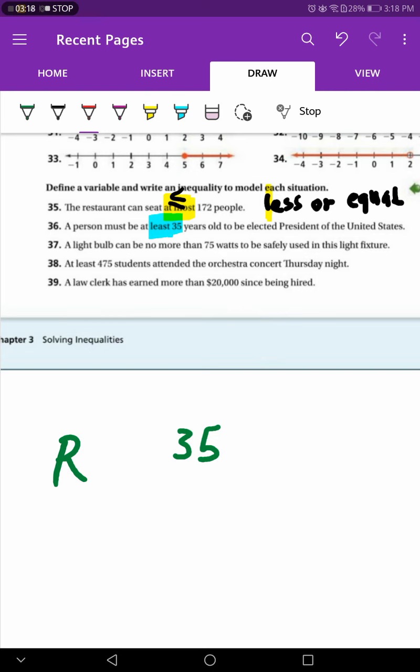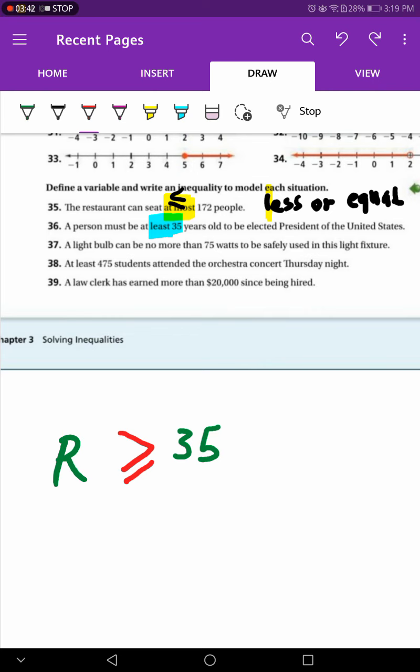The fish will eat the letter. Okay, so this is a greater. So it's solved now. It's R greater than or equal to 35. Yes, greater than or equal to 35 years.